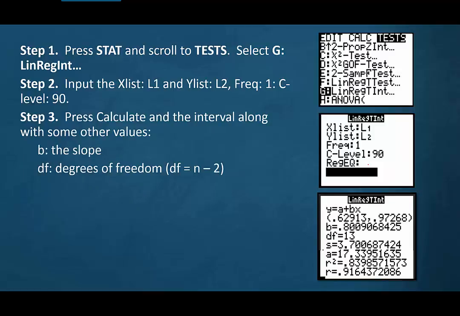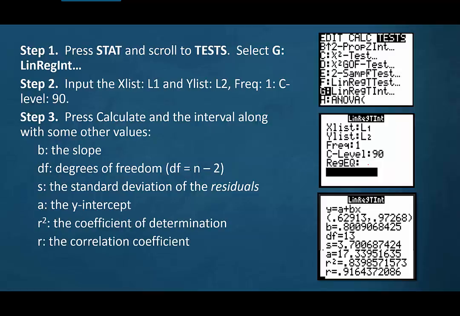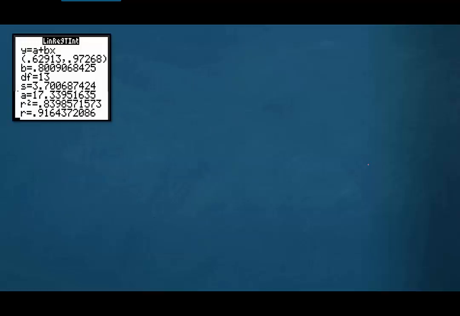Briefly, we're given the slope, that b, the 0.8. We're given the degrees of freedom. We had 15 points, so df is going to be 13. We're given s, which is the standard deviation of the residuals. We're given a, which is the y-intercept. We're given r squared, the coefficient of determination, and r, the correlation coefficient.